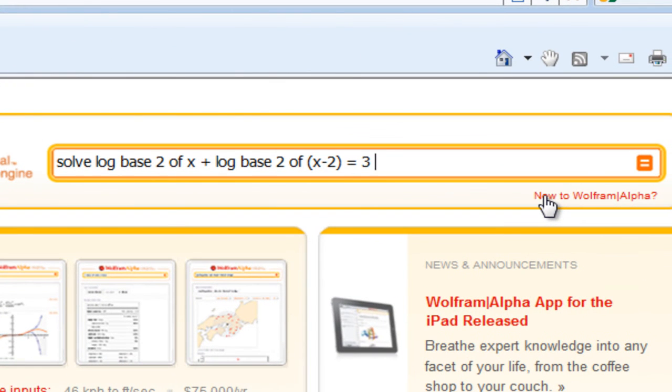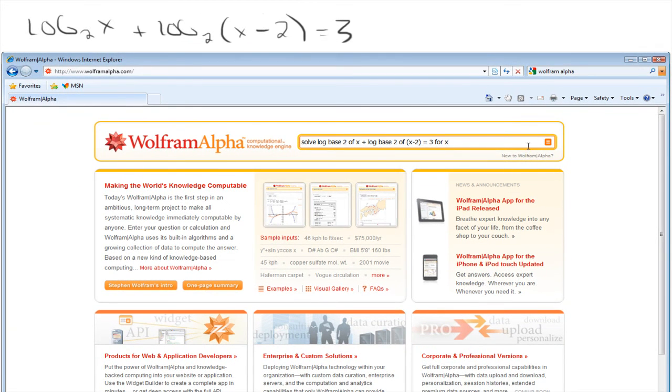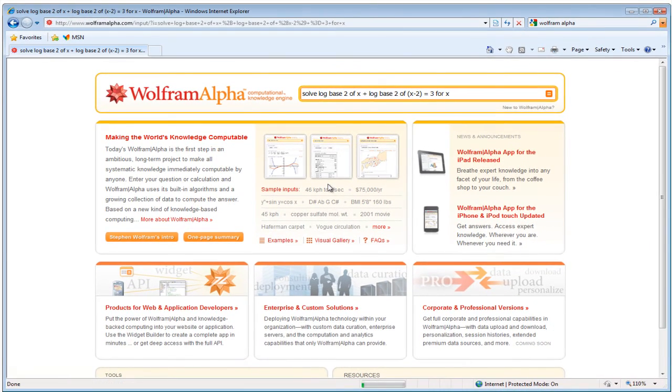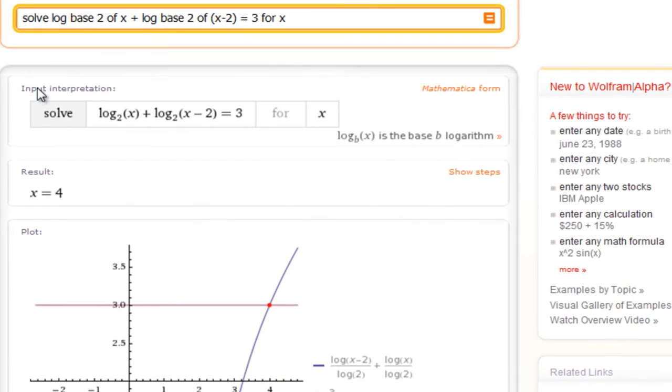And I want to solve this for x. So solve, and then I type this in just as you would read it. Log base 2 of x plus log base 2 of x minus 2 equals 3 for x. Solve this equation for x. And hit enter. So you can see that it recognized the input perfectly. That's a good check to see if what you typed in was good enough. It's exactly my equation. I want to solve it for x, and you can see the result is x equals 4.